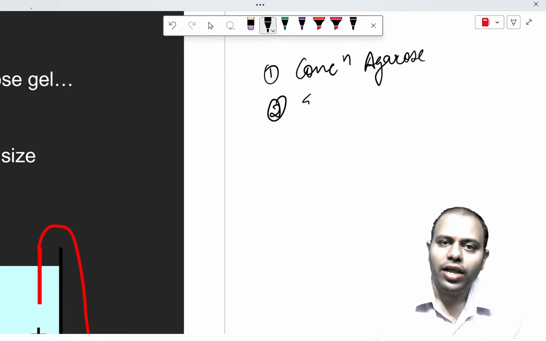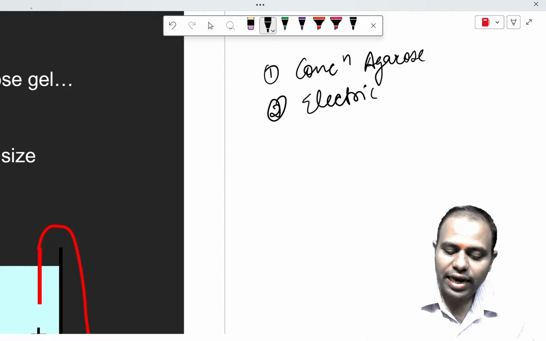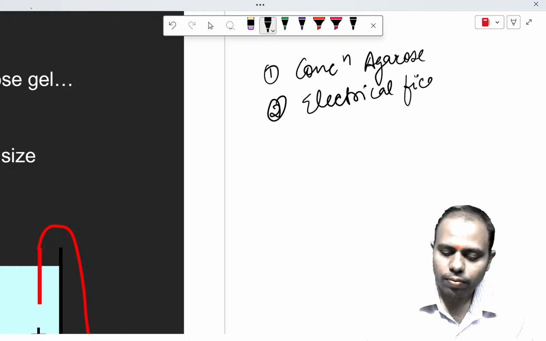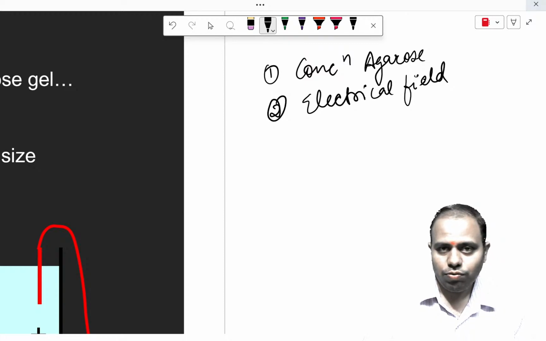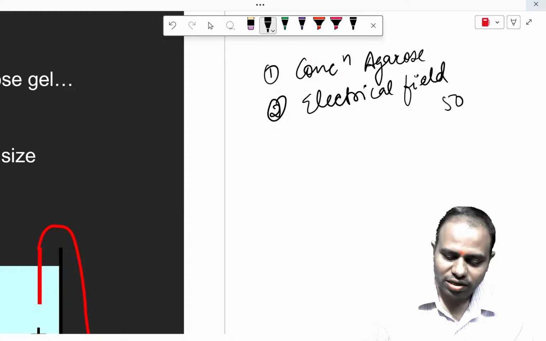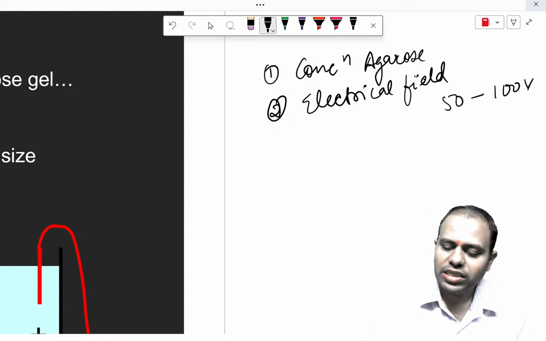Second is the electrical field. If you provide a larger electric field, then the molecule is going to move faster. But a maximum of 50 to 100 volts is applied. If you apply more field, then the gel is going to melt.